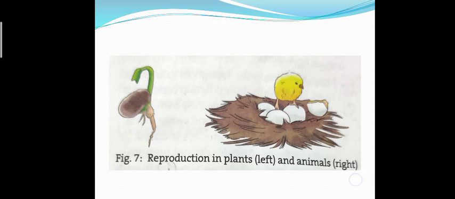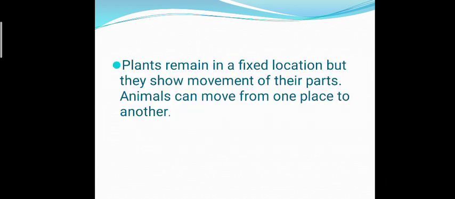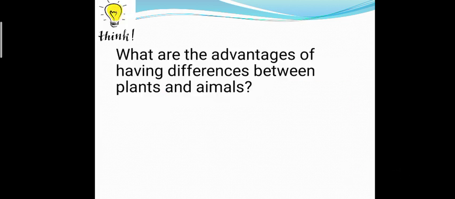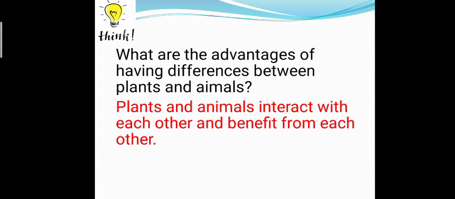One more comparison is there. Plants remain in a fixed location, but they show movement of their parts, while animals can move from one place to another. Now try to answer these questions. What are the advantages of having differences between plants and animals? Plants and animals interact with each other and benefit from each other.